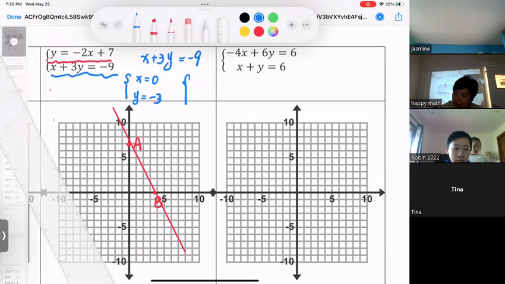So how about if y is equal to 0, what about x? Amy, what about x? When y is 0, 3y is 0 also. So what about x?